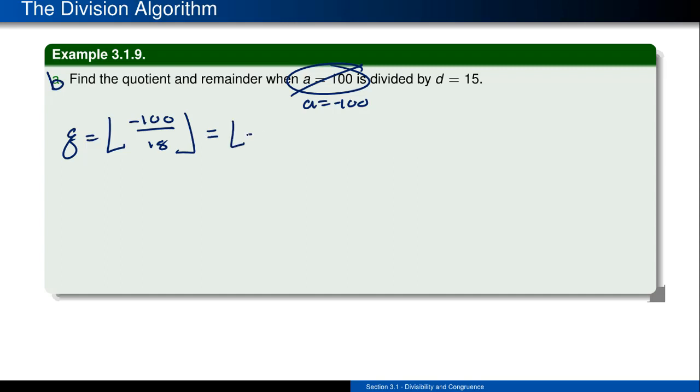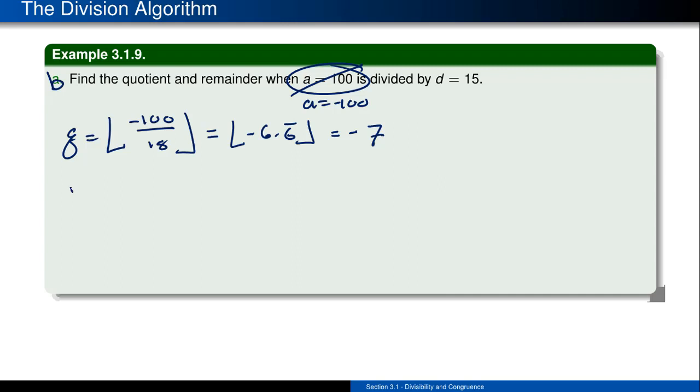I'm going to have this negative 6.6 repeating, and the floor of this thing is going to kick out a negative 7. For those of you in the computer science world, this may look a little bit different. This is where I do in fact want to use the floor function and not just the nearest integer function, because I'm actually going to want to round this thing down to negative 7.